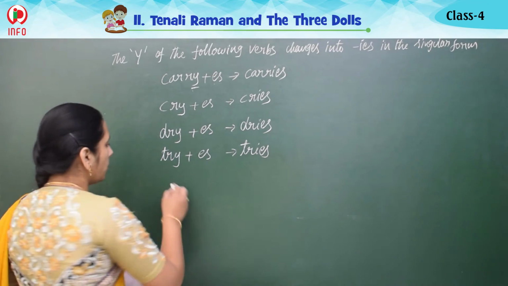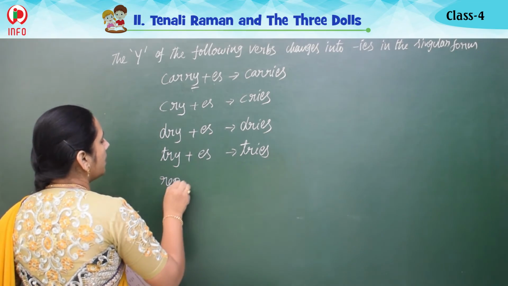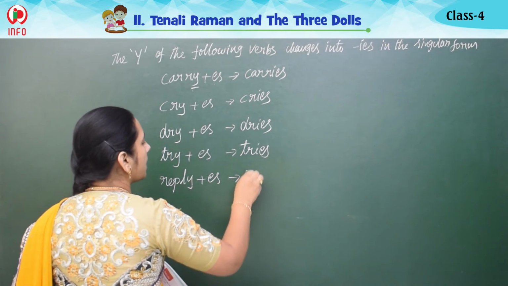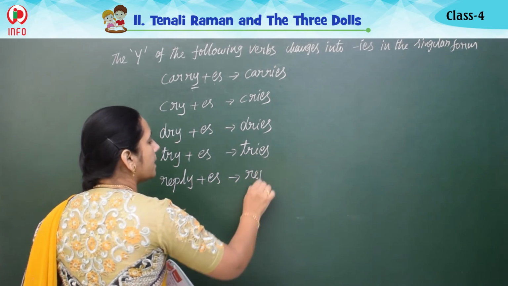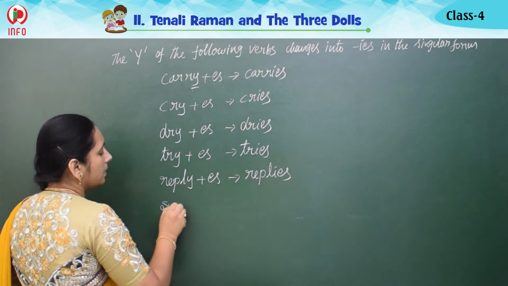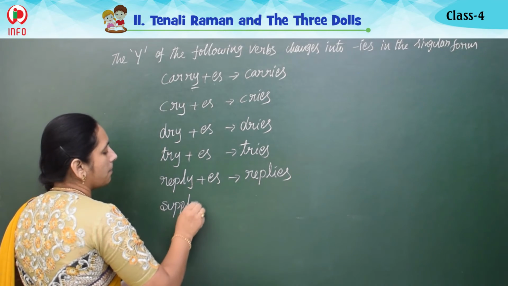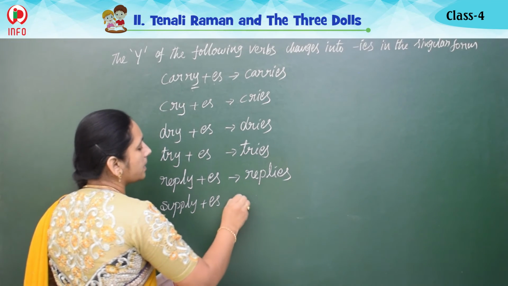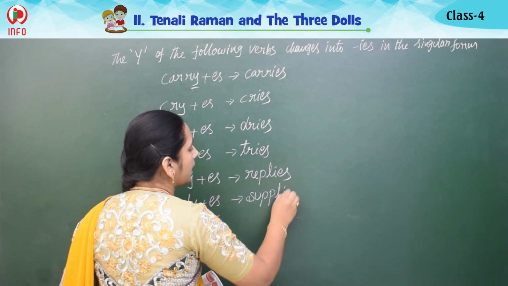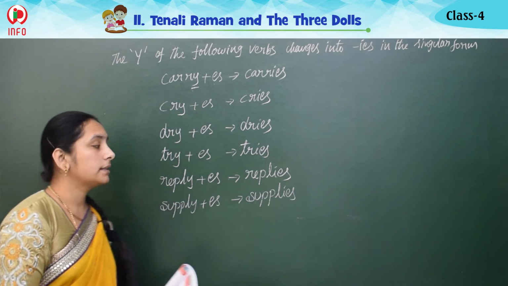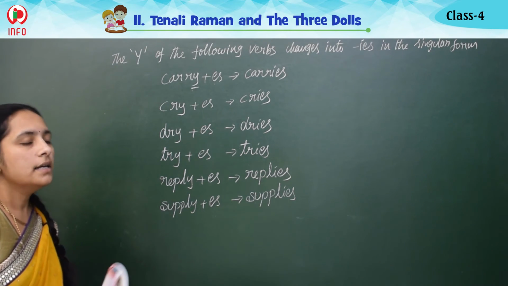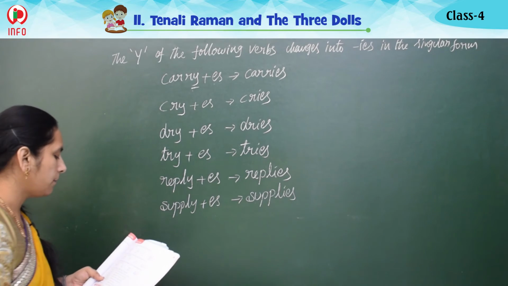Okay, children. So next one, reply. R-E-P-L-Y, reply. For this if es is added then it becomes the spelling replies, R-E-P-L-I-E-S. Supply. S-U-P-P-L-Y, supply. For this to add es means then it becomes supplies, S-U-P-P-L-I-E-S. Like this y will be omitted and in that place we get i. Then only we get the singular form of the verb, children.